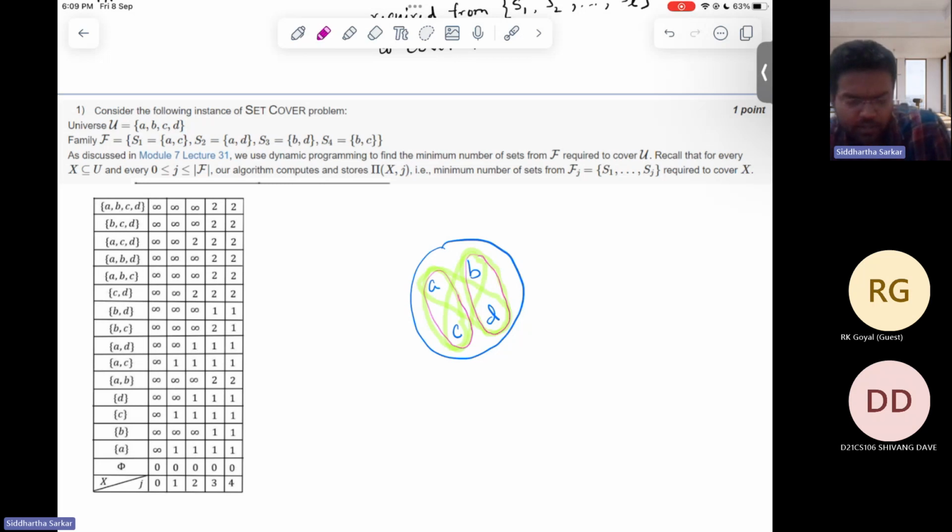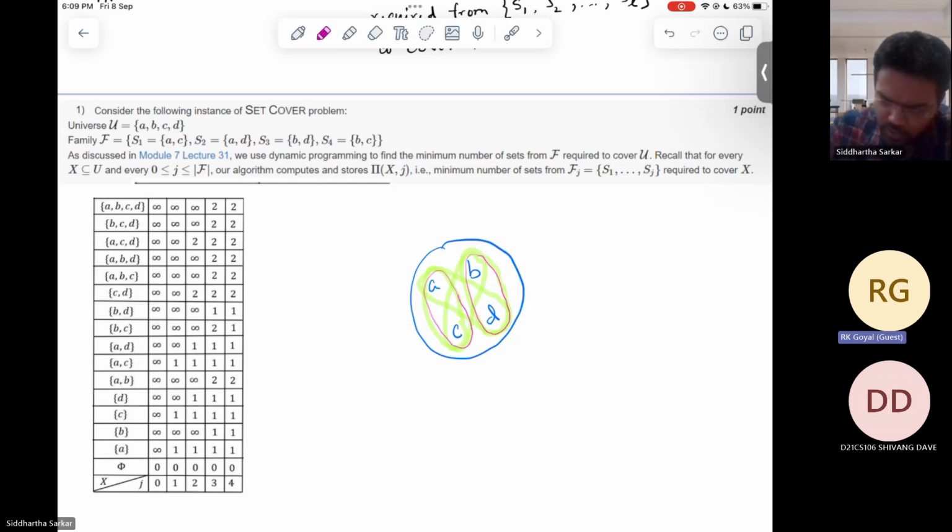And can we get a smaller set cover? That means, is there only one set that covers the entire universe? A single subset cannot cover the entire set. We can have a different solution: we can take the union of S2 and S3, but at least two subsets are required. We can take S2 and S4, yes. Right.